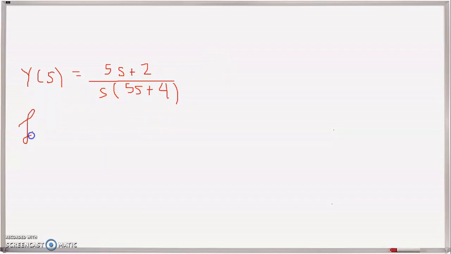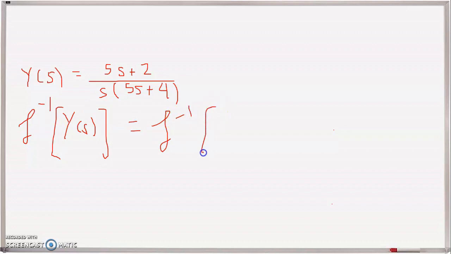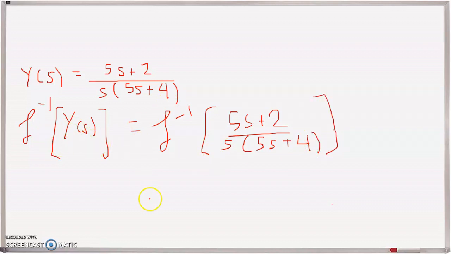So you can do the inverse Laplace for this expression to convert it into y(t) again. So this one is (5s plus 2) divided by s(5s plus 4). So just follow the steps slowly, step by step, so that you don't miss any marks. Just follow all these 4 steps one by one.